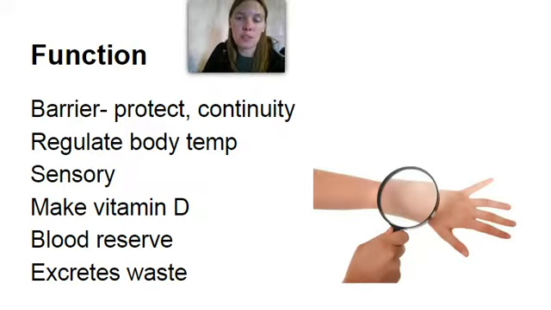Hi, we're going to talk about the integumentary system today, which will include skin, hair, and nails. So, let's talk about function before we get into the anatomy and physiology, or the anatomy part of it. So, skin acts as a barrier for our body. It's going to keep things that are supposed to stay in, and it'll keep things that are out.